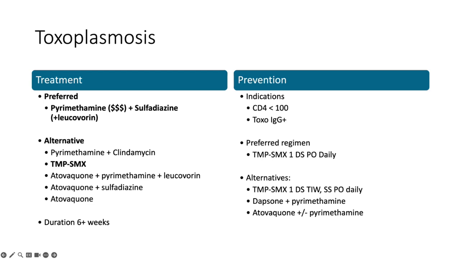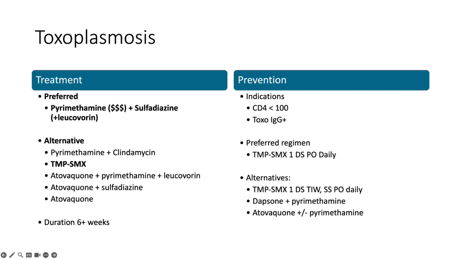Also, a quick note on prevention. Remember that we always think about PJP prophylaxis as we did in our first question, but if CD4 is below 100 and the toxo IgG is positive, you also need to make sure they're on something that covers toxo. If you can do Bactrim, that's easy, it covers both, but if you can't, then you have to remember that atovaquone, with or without pyrimethamine, can, but dapsone alone would not cover toxo prophylaxis. So these are what the guidelines recommend.